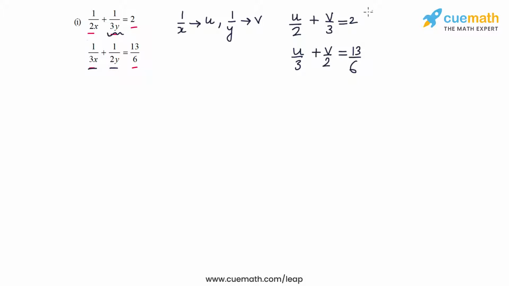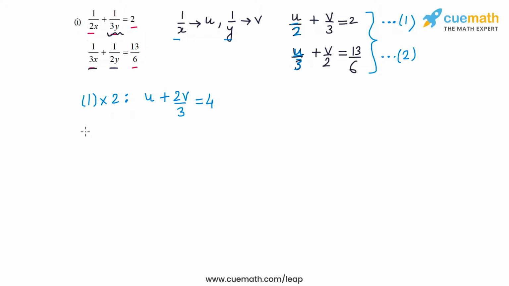Now this pair of equations is a pair of linear equations in the new variables u and v. So let's solve this pair, find out the values of u and v, and from there we can find out the values of x and y. So let's use elimination to solve this pair of equations. Let's call this equation 1 and this equation 2. So we have u by 2 and we have u by 3 in the second equation. So let's multiply the first equation by 2. What does this give us? It gives us u plus 2v by 3 is equal to 4.